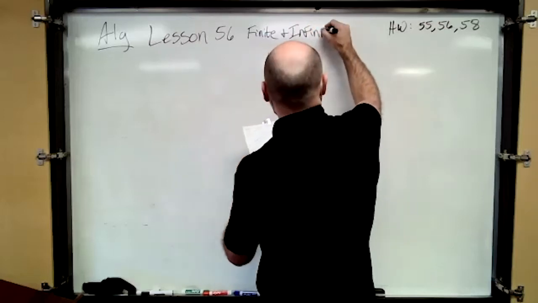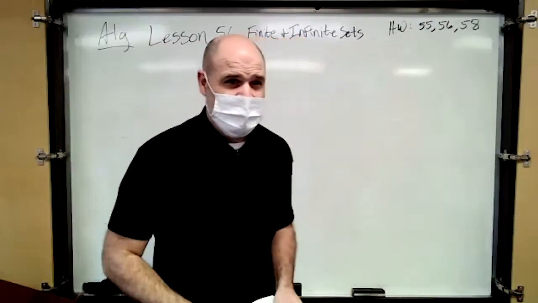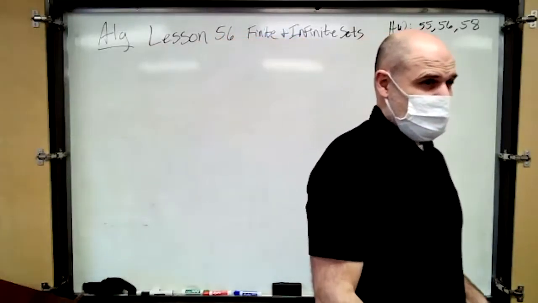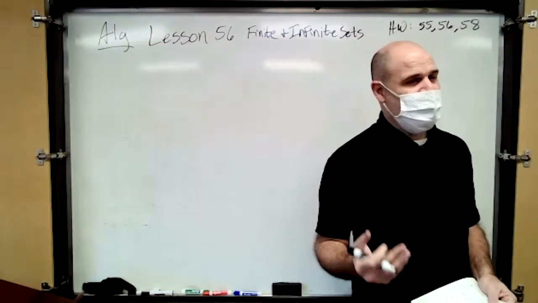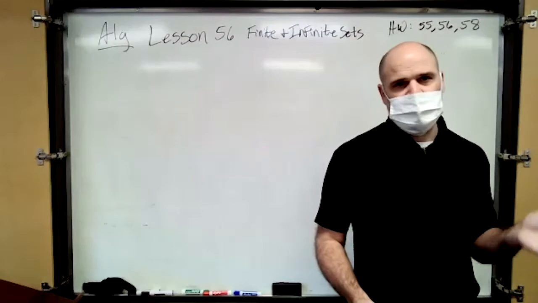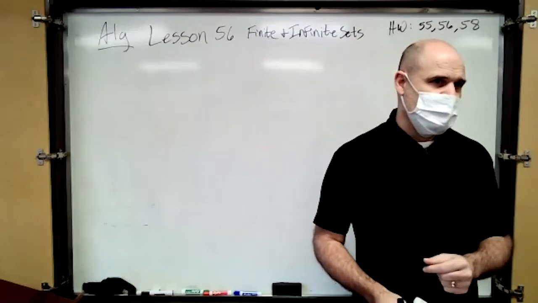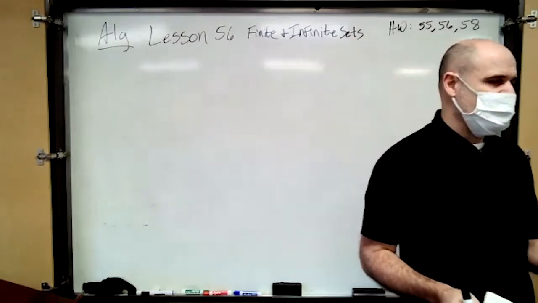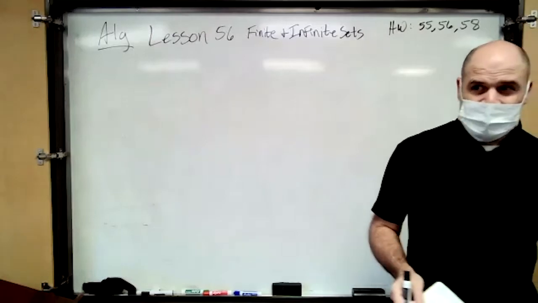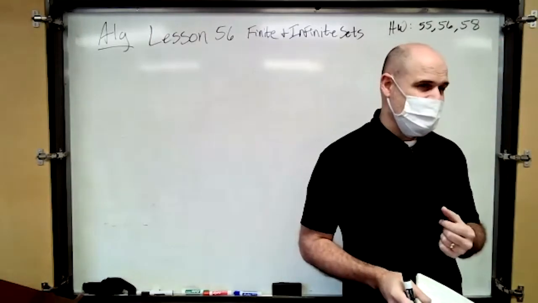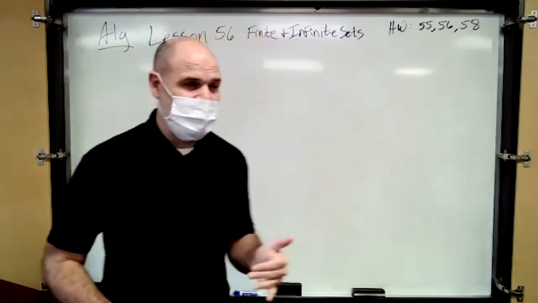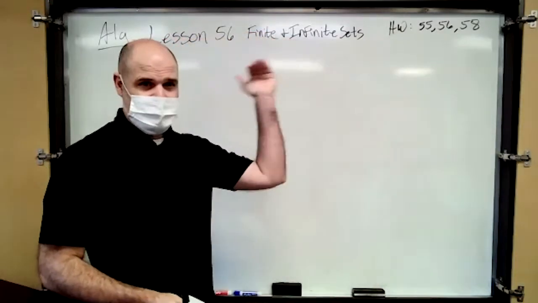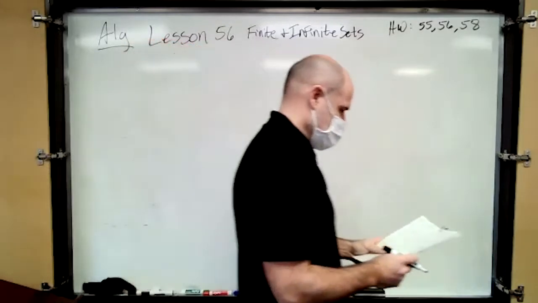sets. Okay, so infinite sets go on forever, like counting numbers, right? We got 1, 2, 3, 4, 5. It doesn't stop. But finite sets could be like the counting numbers between 1 and 100, right? There's 99 counting numbers between 1 and 100. So that would be an example of a finite set. There's an ending to it, right? It stops at some point.